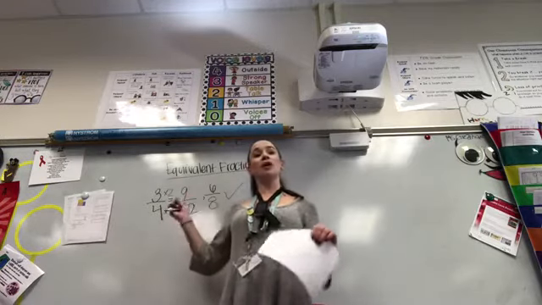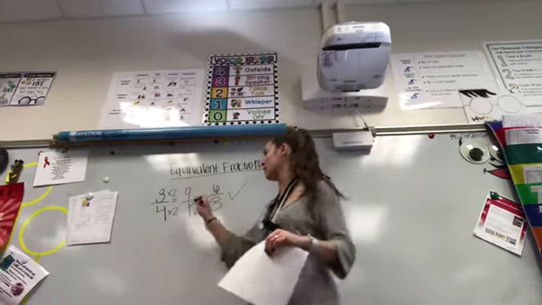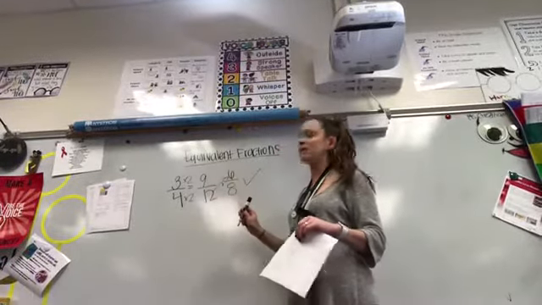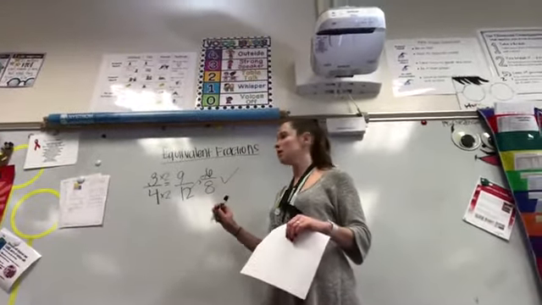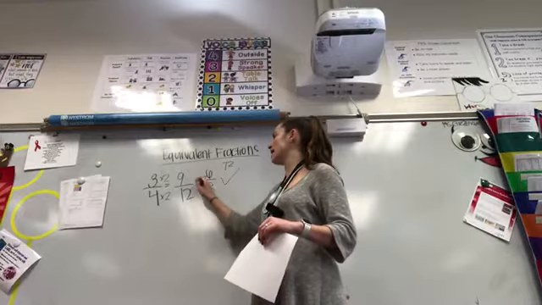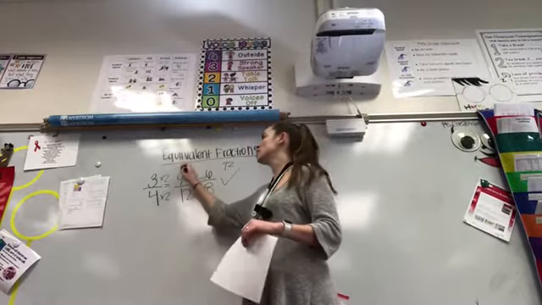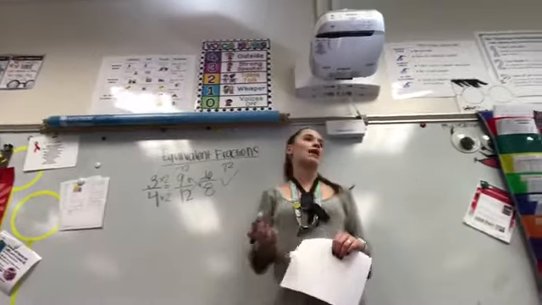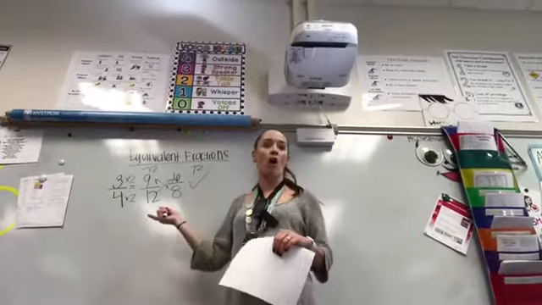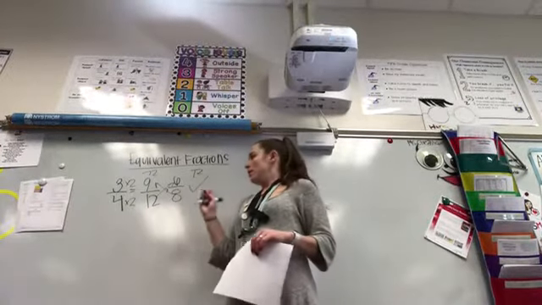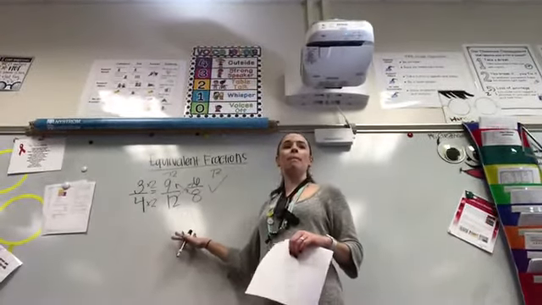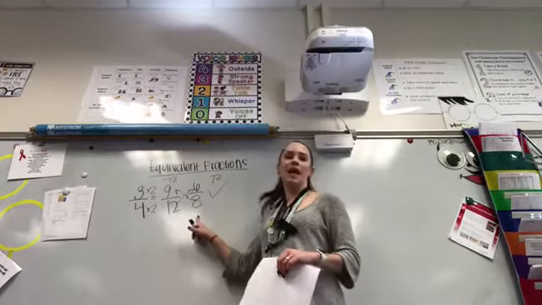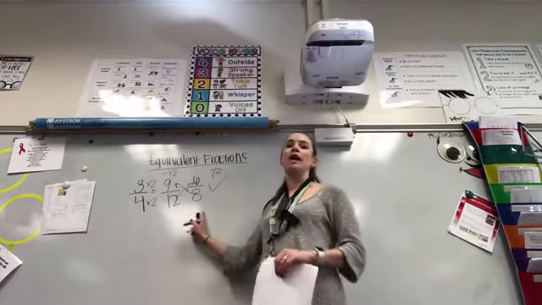If we were to use the butterfly method to see if they were equivalent, 12 times 6 is 72, and 8 times 9 is? 72. So knowing what I know about how to tell if something's equivalent, they are. And I'm going to leave it at that, because the way to go from 12 to 8 is to multiply 12 times a decimal.